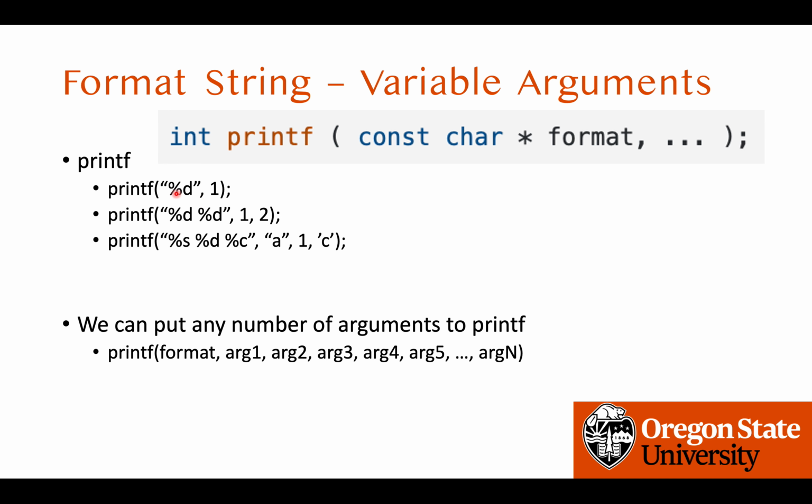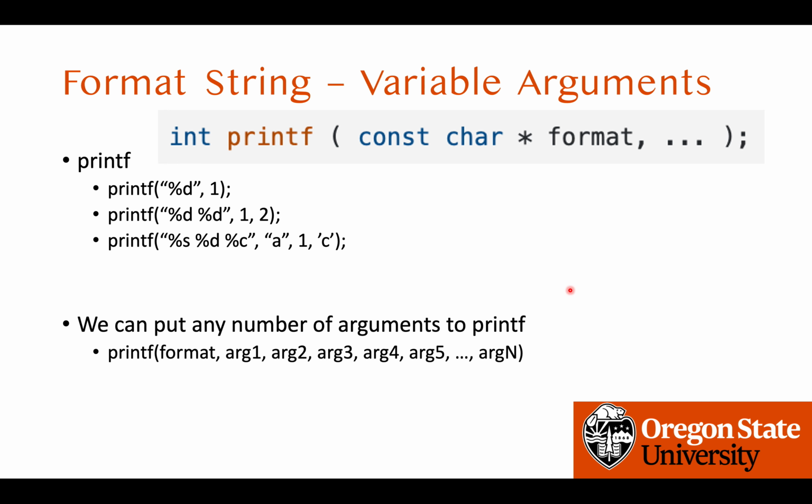Printf is designed to receive multiple arguments. For example, if we have one directive, then we will have 2 arguments, 1 additional argument. If we have 2 directives in the format string, then we should have 2 additional arguments, 3 arguments in total. 3 directives, then 4 arguments. If we have n directives, then we need n additional arguments for printf. So we need to be able to put any number of arguments to printf. This is why it is defined as a variable argument function.